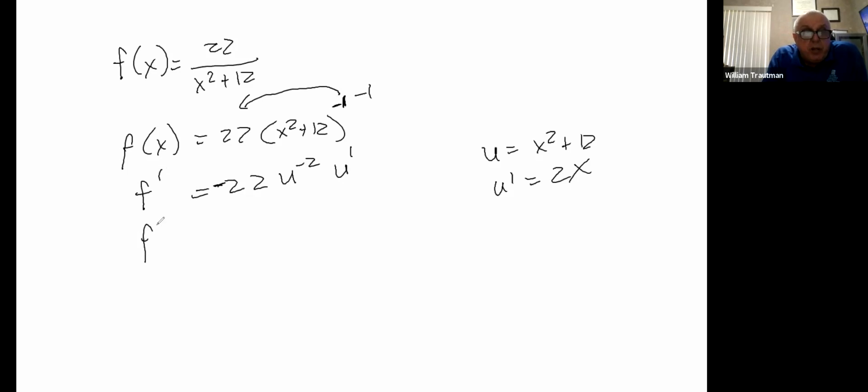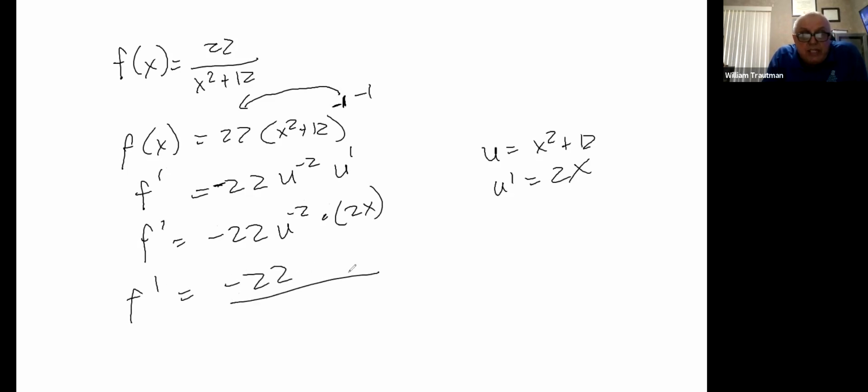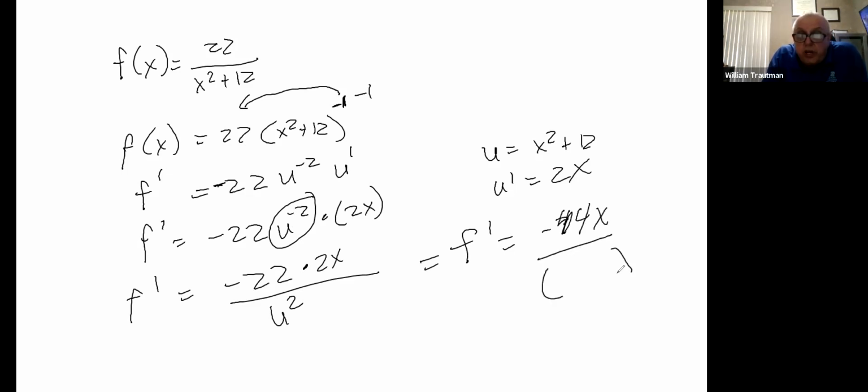So f prime equals -22 u to the -2 times u prime, and u prime is 2x. If I rewrite this, -22, I'm bringing that u to the -2 down to the bottom, times 2x. And I'm going to rewrite this one more time: it's -44x over u squared, and u is x squared plus 12. So that's the first derivative.